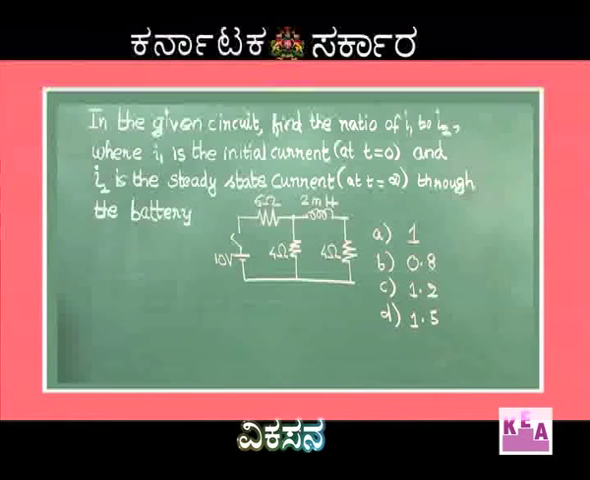Dear students, let us look at the next question from this particular chapter on alternating currents. In the given circuit, find the ratio of I1 to I2, where I1 is the initial current at t equal to 0 and I2 is the steady state current, that is at t equal to infinity, through the battery.